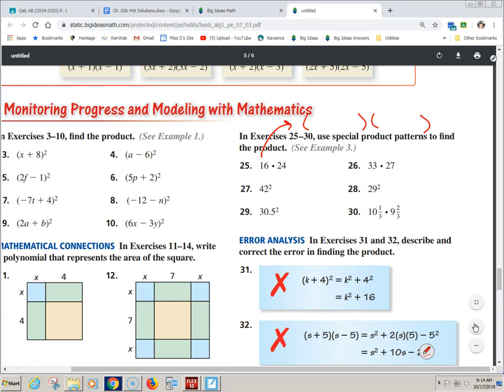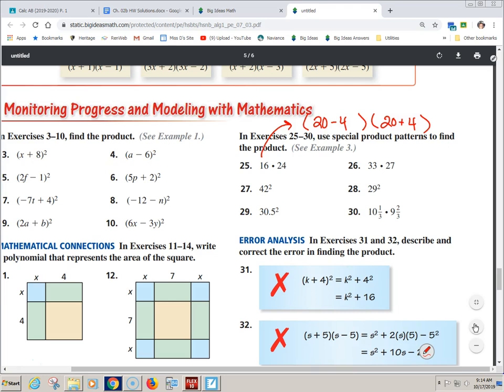Levi, what did we do to rewrite this? We added 4. Yeah, find the middle. That was the key. Good. Find the middle. What's the middle of 16 and 24? 20. You have to subtract 4 to get to 16, and from 20 you have to add 4 to get to 24. 20's in the middle.